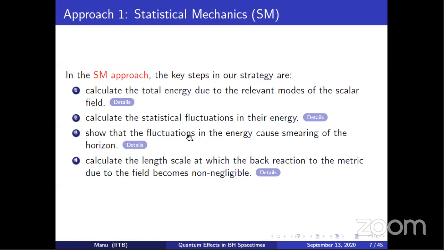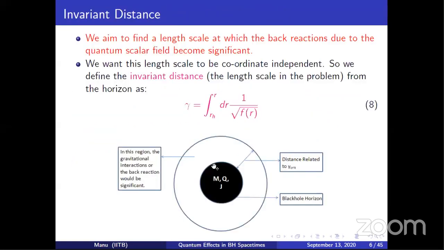Then we show that these statistical fluctuations cause a smearing of the horizon. This is one of the key results of our work: when we introduce a quantum field in the black hole spacetime, the black hole horizon that was initially fixed, like for the Schwarzschild black hole, where we have R equals 2M as a fixed radius, is no longer so. Once we include a quantum field, it introduces a certain uncertainty in the black hole radius. If this is your event horizon classically, by introducing a quantum field there will be a width in this event horizon. There will be a certain uncertainty.